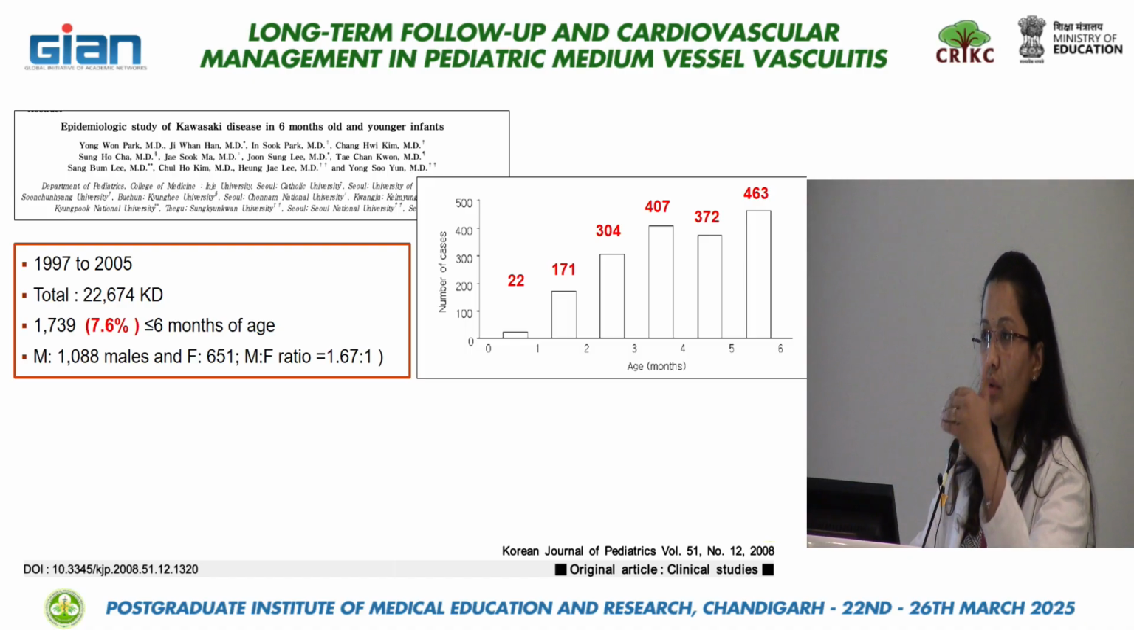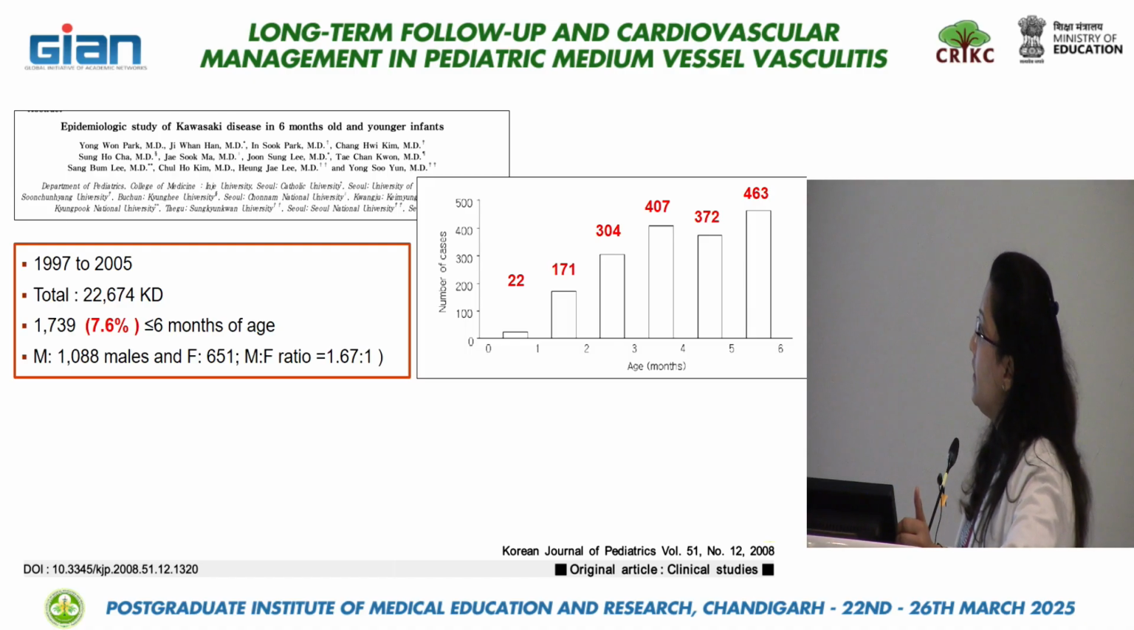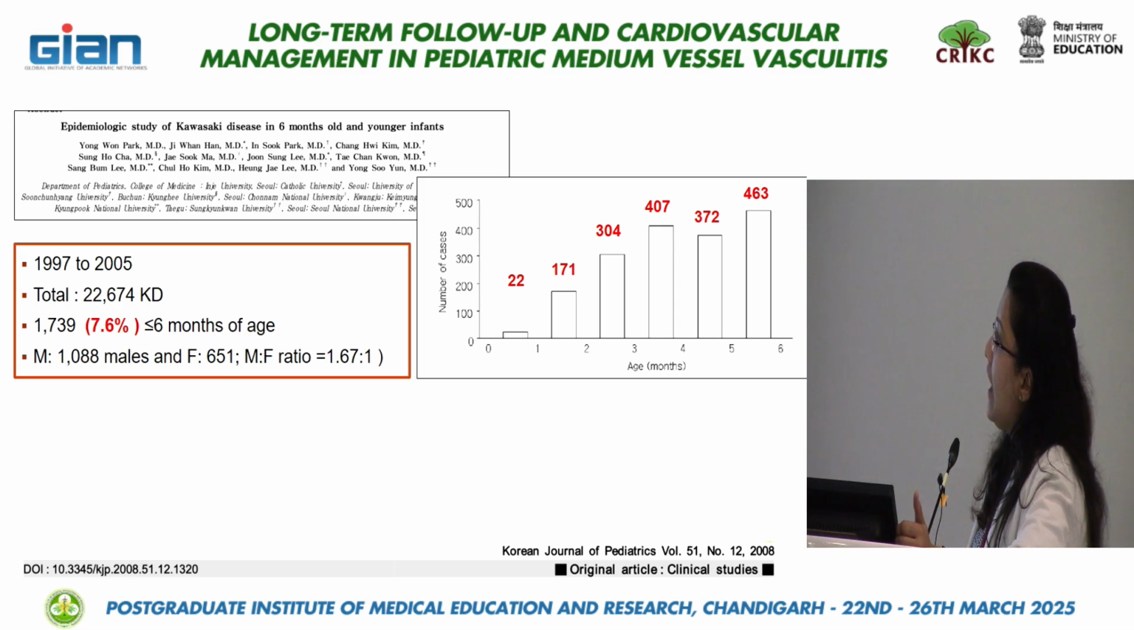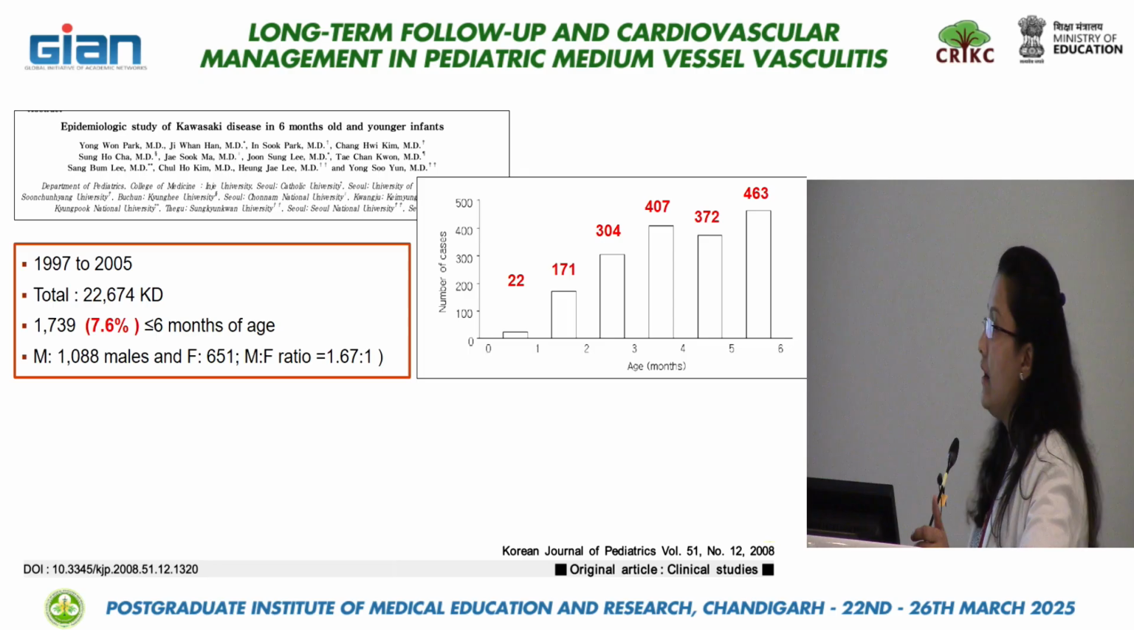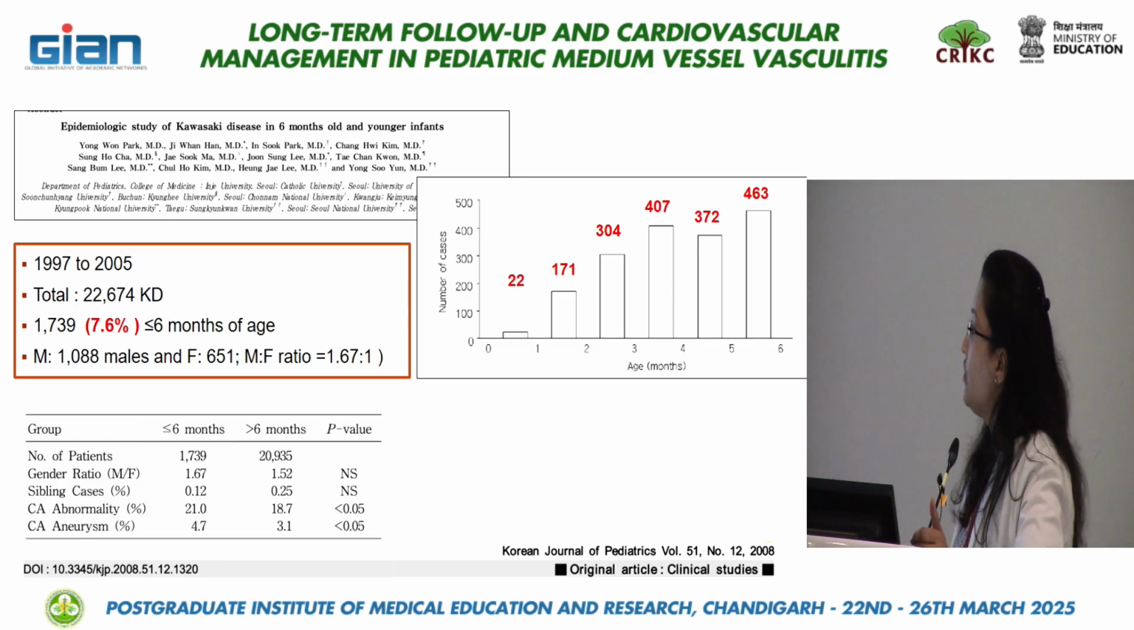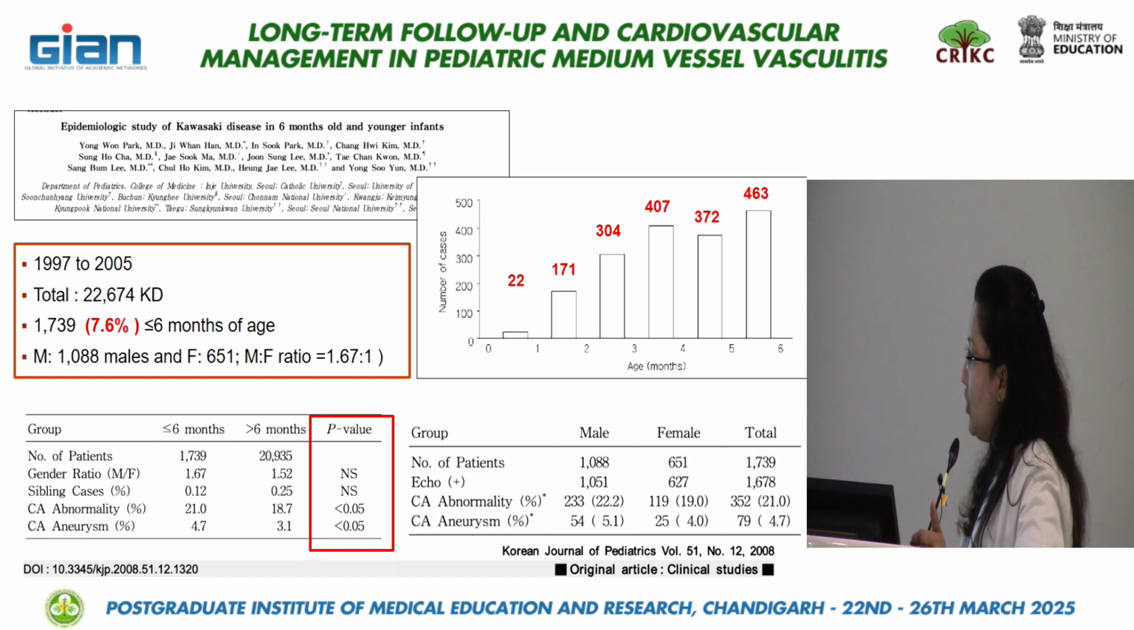So if we come to South Korea, there also is a higher proportion, about 7.6%, of children less than 6 months of age. They also checked the difference in presentation between the two. They saw that coronary artery abnormalities of any kind and aneurysms were much higher in children less than 6 months of age when compared to those more than 6 months of age.